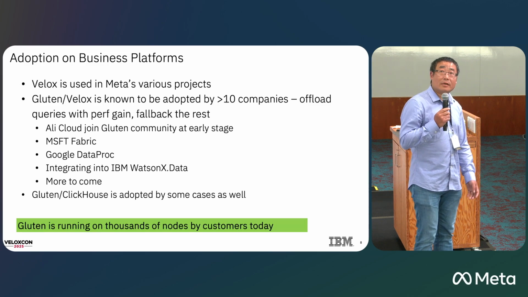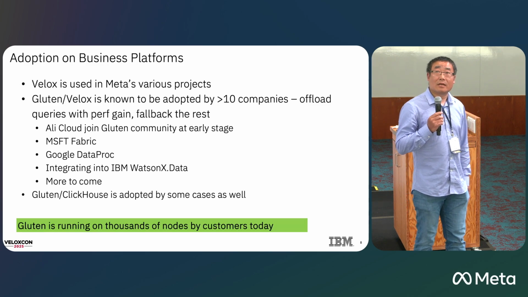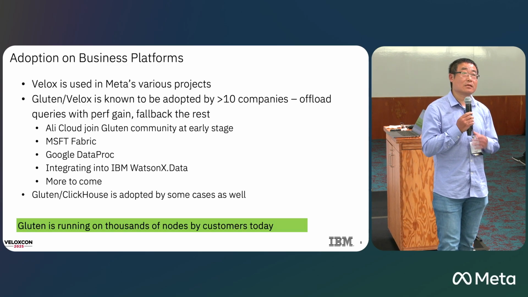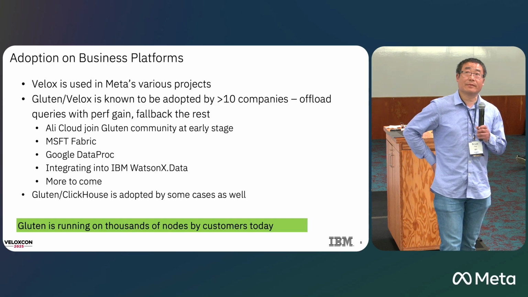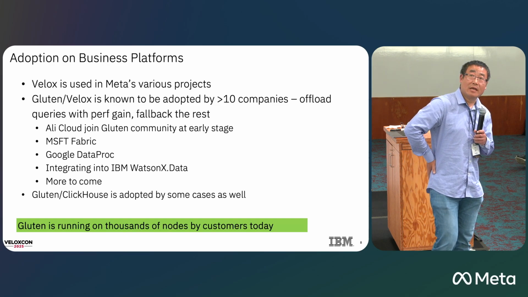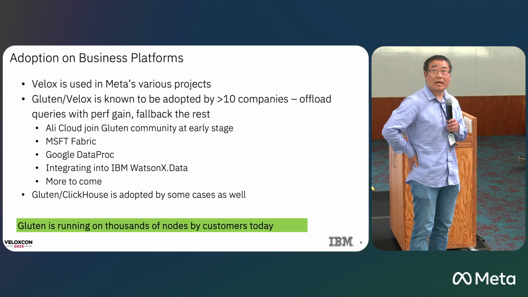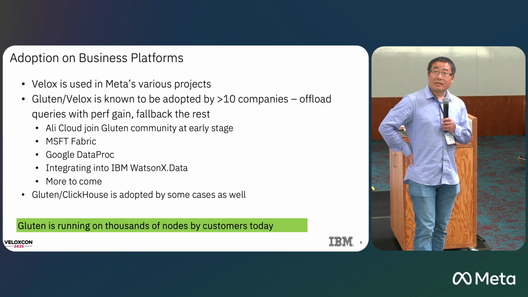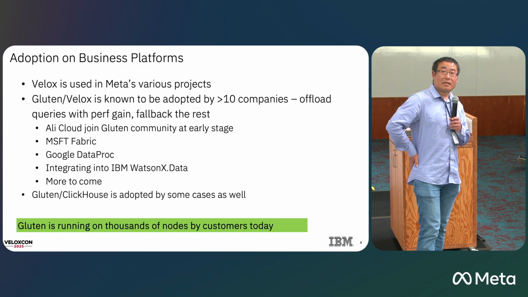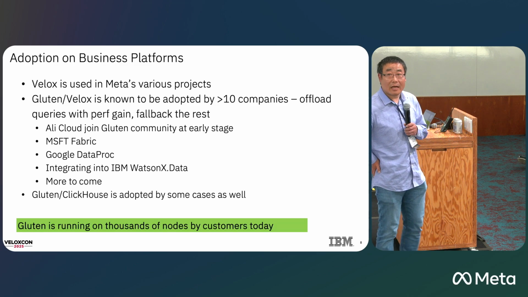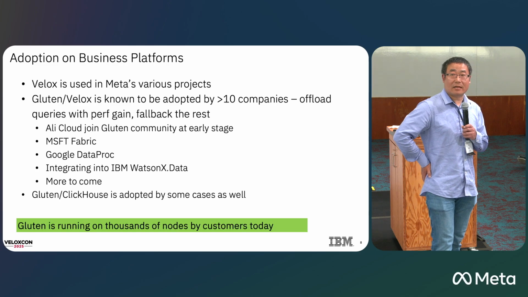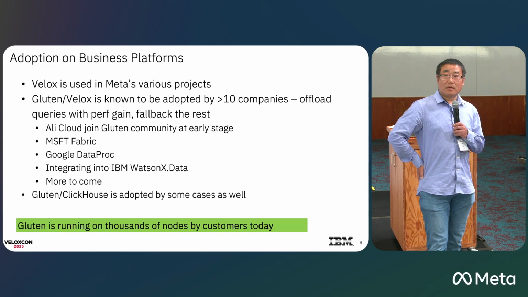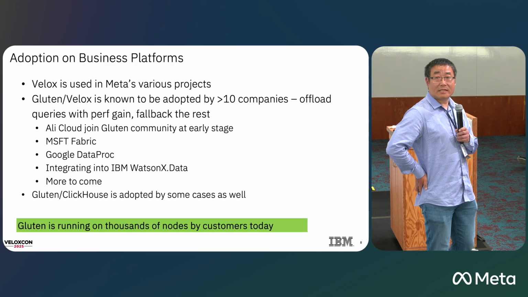Here are some cloud providers that use it. Ali Cloud joined the Gluten community very early. I think two months after we started Gluten, they pinged me and started to contribute. Also Microsoft Fabric, and Google and Datadog, who will have a new session later. We are working with IBM watsonx.data integration now, and there are more to come. Gluten ClickHouse is used mainly by Kyligence and BigO, two Chinese companies.